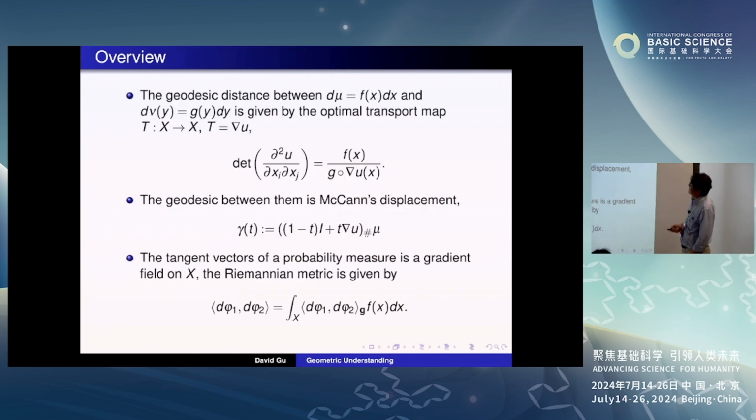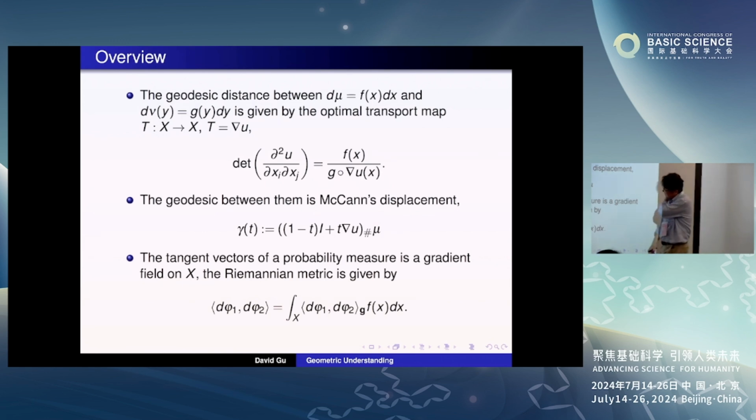So here we can do a simple summary. Given two points in the Wasserstein space, meaning two distributions, we can find the optimal transport map between them, which is governed by this Monge-Ampère equation. Then, knowing the two distributions, we can define a geodesic between those two points using McCann displacement. So every point is a distribution. Then we can define the Riemannian metric in this space using the Otto calculus method.